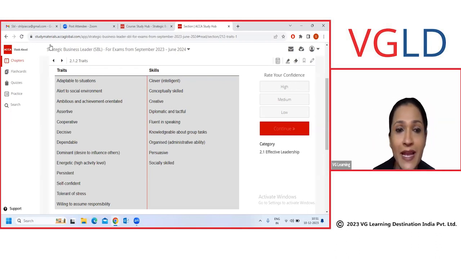So on your screen are a few traits and skills that we have jotted down, which are considered the common characteristics of strategic business leaders. So quickly have a look and ask if you have any doubts in the list. Ask if you're not able to understand any of these traits or skills. And why do you think we are calling it something essential for you to be called an effective leader?